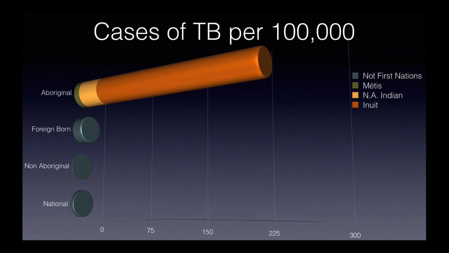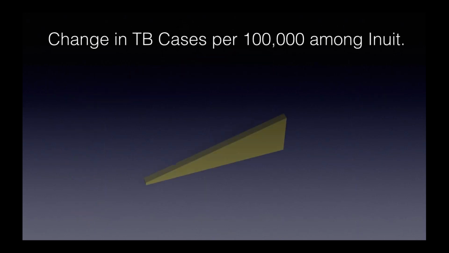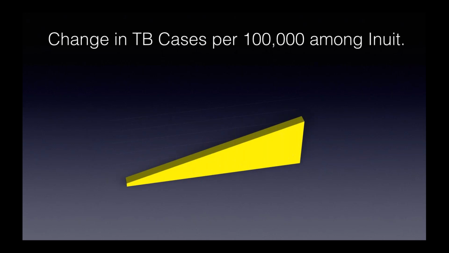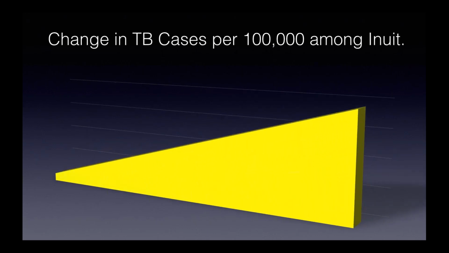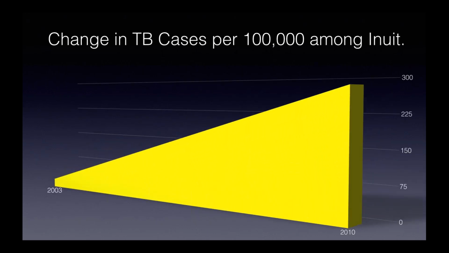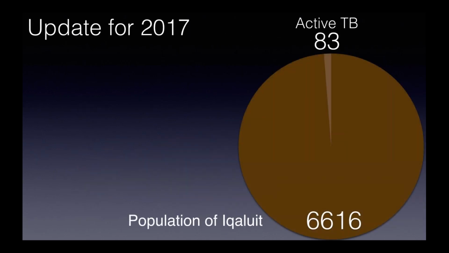What's more, in Iqaluit during that time, the change in cases per 100,000 was growing like that. That is uncontrolled growth of active tuberculosis. So today, in 2017, there are 83 active cases in a population of 6,616. That does not include the latent cases. These are cases that are being followed with directly observed therapy short course.